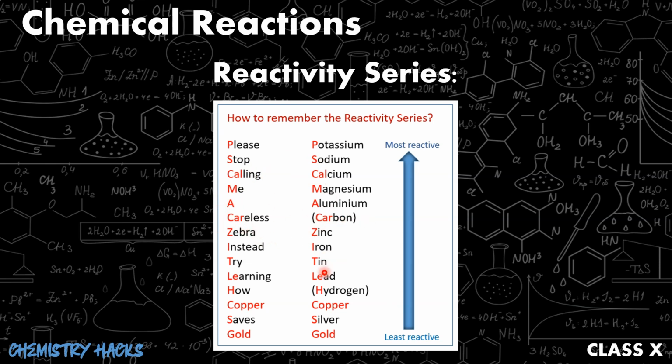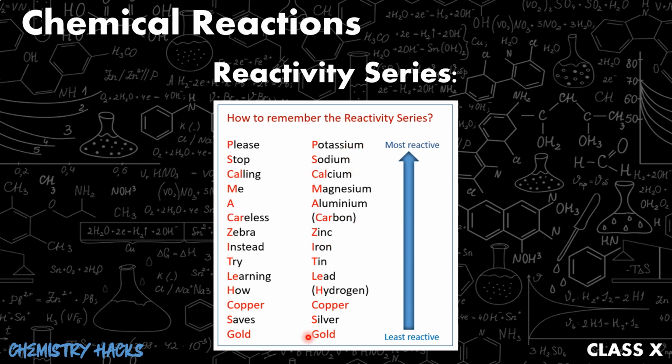And remember that carbon and hydrogen are added to the reactivity series, even though they're non-metals, just for the sake of comparison. So please stop calling me a careless zebra. A for aluminum, careless carbon, zebra zinc, instead iron, try tin, learning lead, how hydrogen, copper copper, saves silver, gold gold. So please stop calling me a careless zebra, instead try learning how copper saves gold.